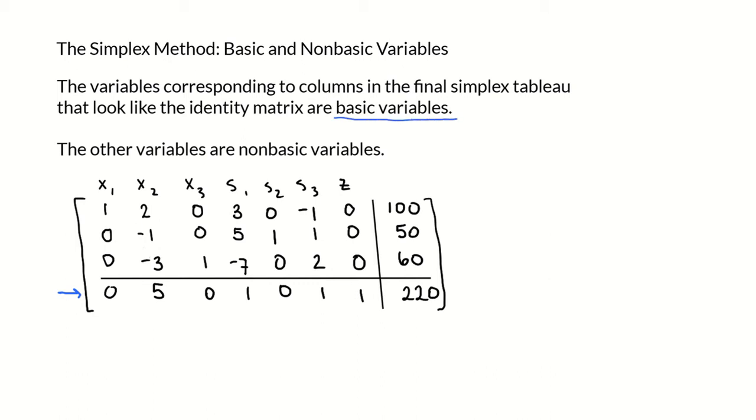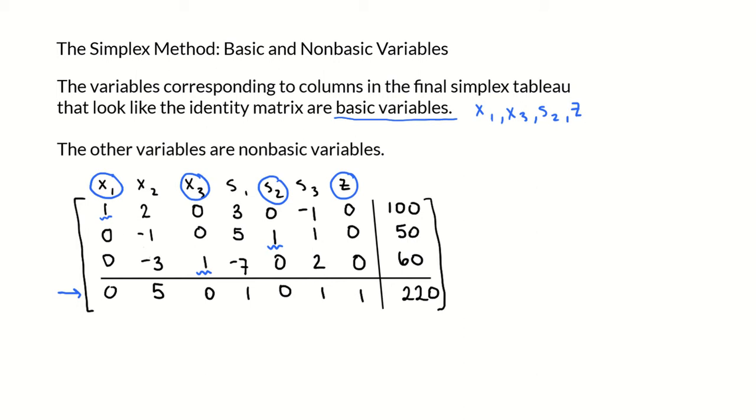So what that means is that x1 is a basic variable because it has a 1 in the x1 spot, zeros elsewhere. x3 is a basic variable because it has a 1 here, zeros elsewhere in the column. s2 is a basic variable because it has a 1 and zeros elsewhere. And z is a basic variable because it has zeros in the first 3 rows and 1 in the final row. So in this example, the basic variables are x1, x3, s2, and z.